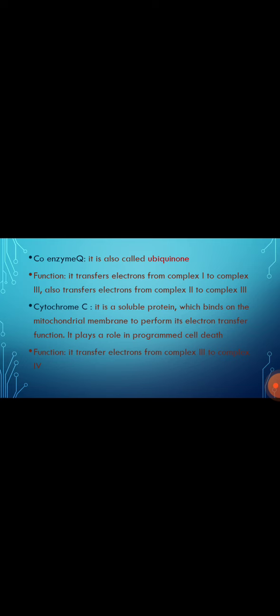complex 3. Cytochrome C. It is a soluble protein which binds on the mitochondrial membrane to perform its electron transport function. It plays a role in programmed cell death. Function. It transfers electrons from complex 3 to complex 4.